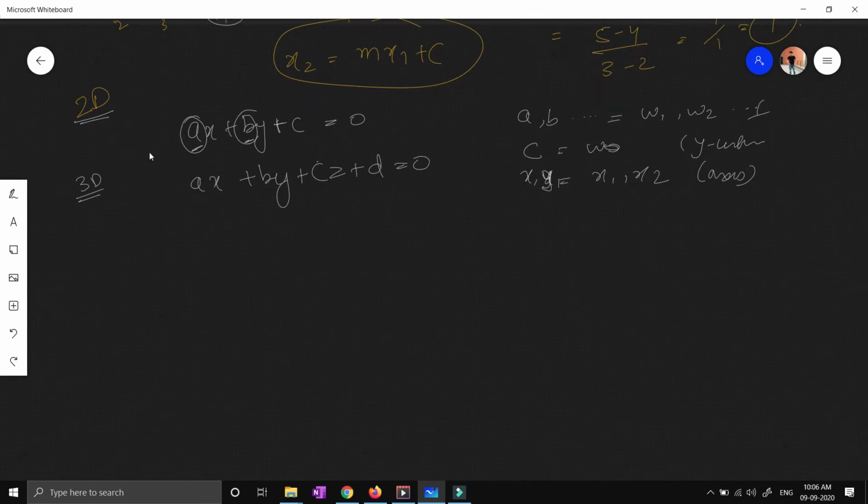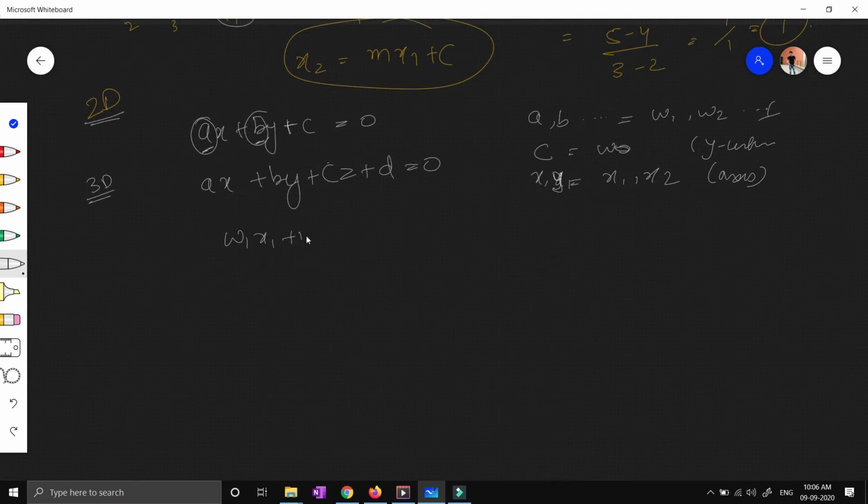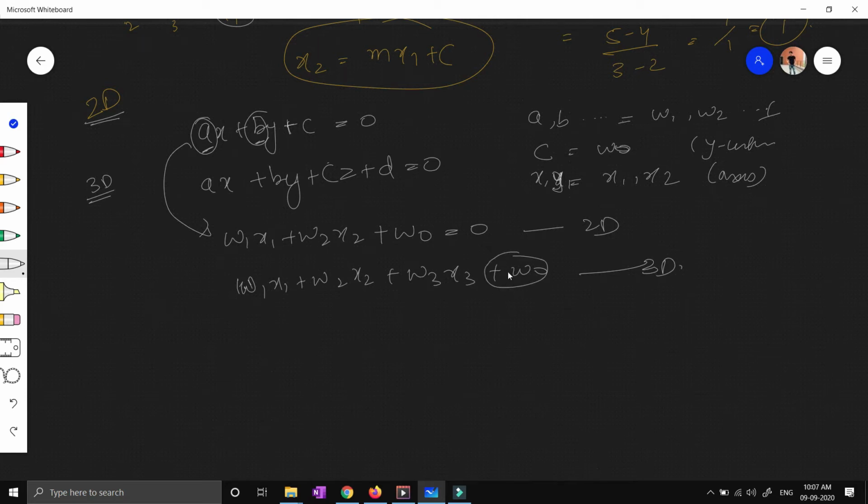Now if I have to represent this equation of a line in this form, I'll replace these values, and I can say it's w1 x1 plus w2 x2 plus w0 equals to 0 in 2 dimensions. If it is in 3D, I can say w1 x1 plus w2 x2 plus w3 x3 plus w0. We can move this w0 upwards: w0 plus w1 x1 plus w2 x2 equals to 0. So this is my equation of a line in 2 dimensions, more mathematically.